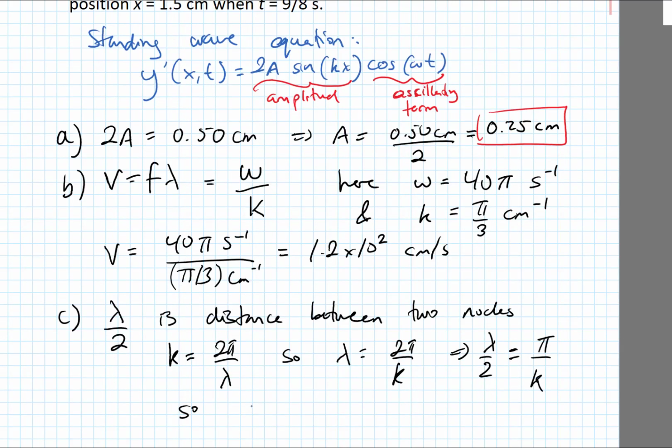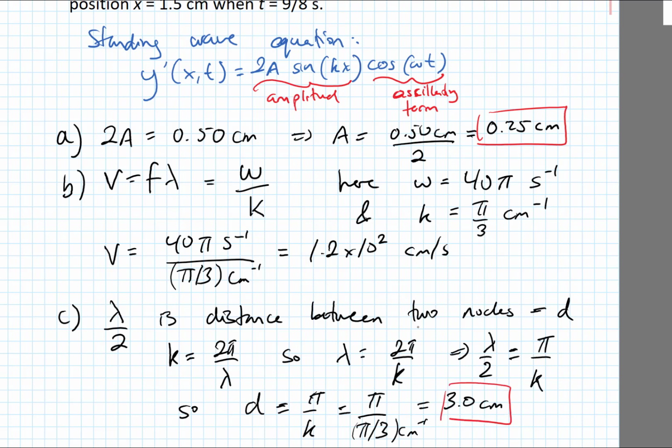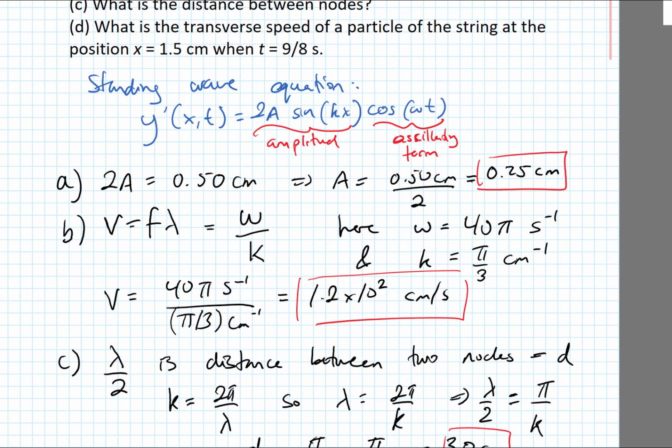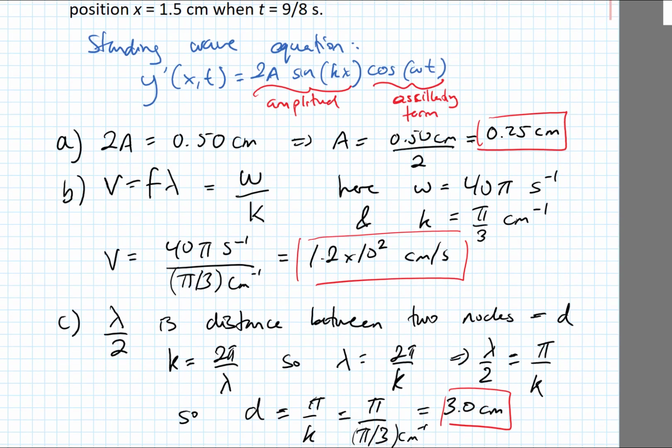So the distance between nodes, let's call it d, is equal to pi over k, or pi over 3, which is equivalent to 3 centimeters. And so we have so far the answers to the first three parts. The last part asks: what is the transverse speed of the particle of the string at the position x when t equals 9/8 of a second?